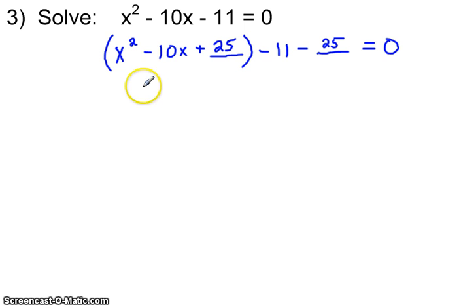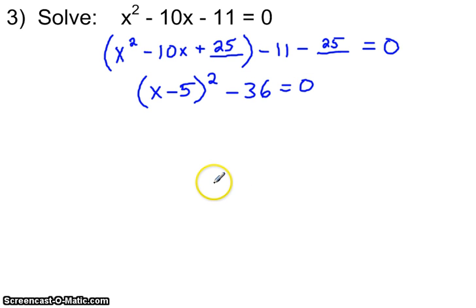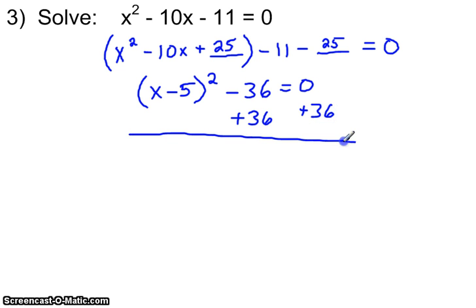I'm going to put this in its factored form. Half of negative 10 is negative 5. So it's x minus 5 quantity squared. Minus 11 minus 25 is minus 36. And that all equals 0. So that's step 1. Step 2 is to solve. I'm going to add 36 to both sides. This gives me x minus 5 squared equals 36.